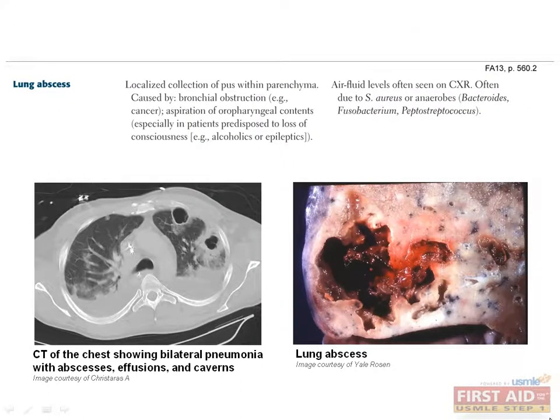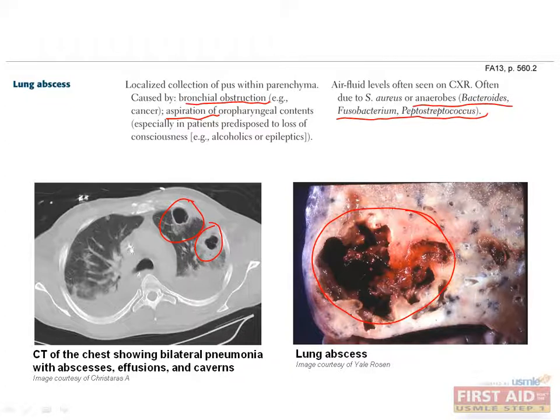Lung abscesses, as you can see in this chest CT and a gross path over here, are most often due to aspiration of mouth anaerobes. You can also get it from bronchial obstruction, such as lung cancer. In general, these folks are sick, malnourished, older, or debilitated in some way. The typical bugs are anaerobes, like Bacteroides, Fusobacterium, and Peptostreptococcus.